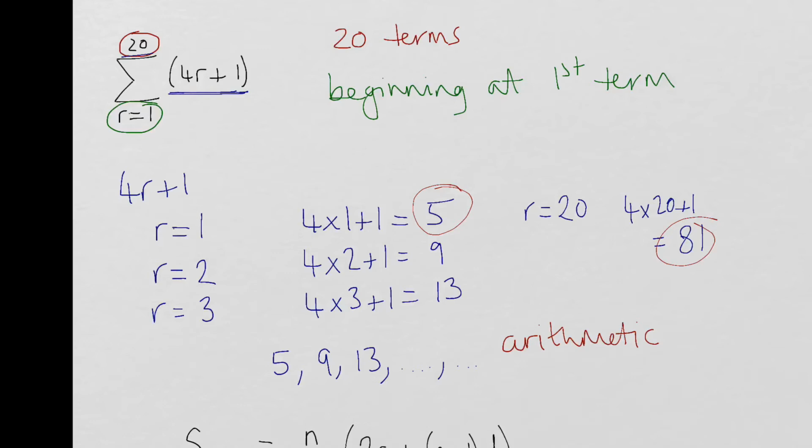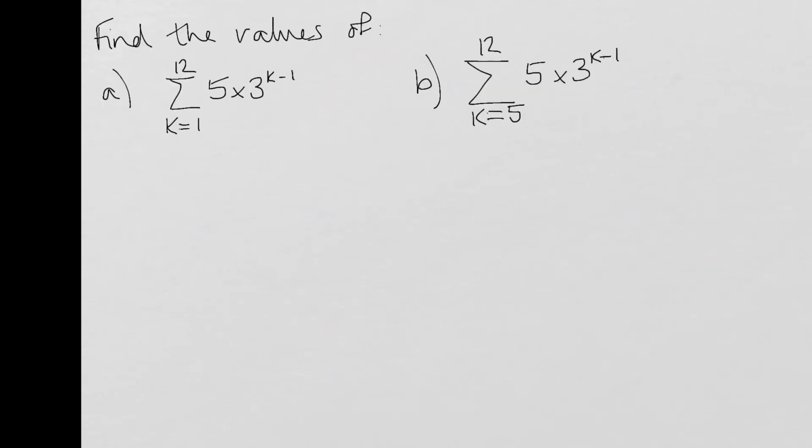So let's have a look at one more example. Okay, so here is our example. You might be able to tell just by looking at the first term that we're going to be working with a geometric sequence, because notice here how we are multiplying to get from one term to the next. Let's go through it. So I'm looking for the total sum of 12 terms, and I want to begin with my first term. So basically I want the sum of all of those first 12 terms.